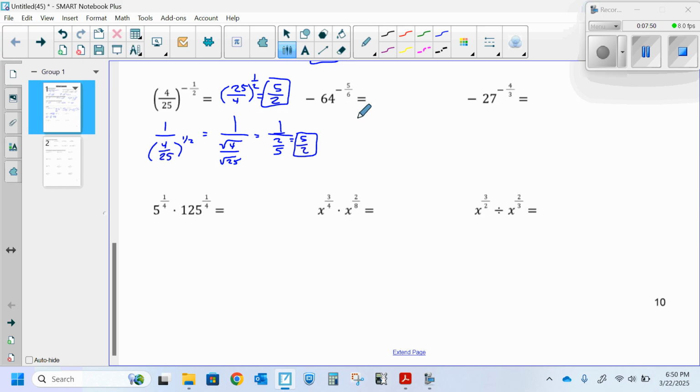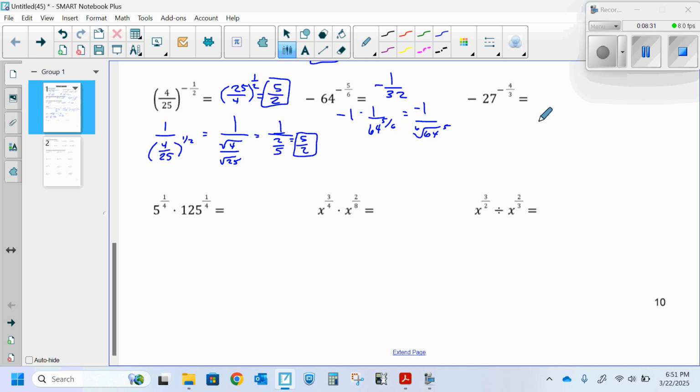Okay, here be careful with that negative 5/6. The negative 5/6 is on the 64. You do not have parentheses, do not add them. So this is -1, and then 1 over 64 to the 5/6. So -1 over the 6th root of 64 to the 5th power. Notice how we put the 5 on the outside because I don't know what 64 to the 5th is. But I do know that the 6th root of 64 is 2, and 2 to the 5th is 32. So this one is -1 over 32.